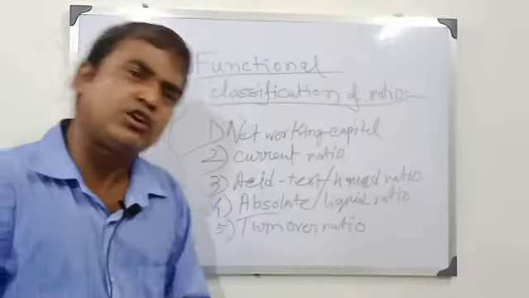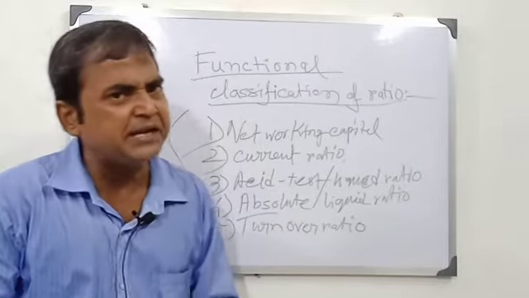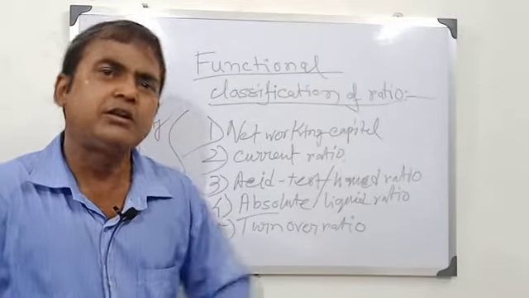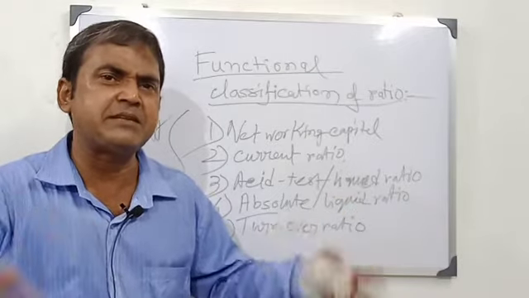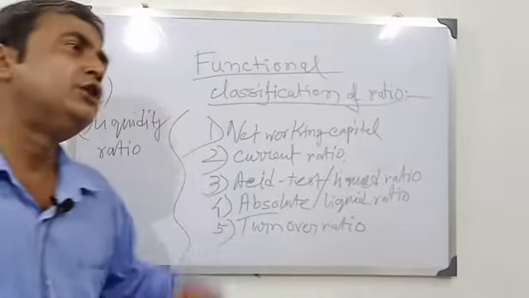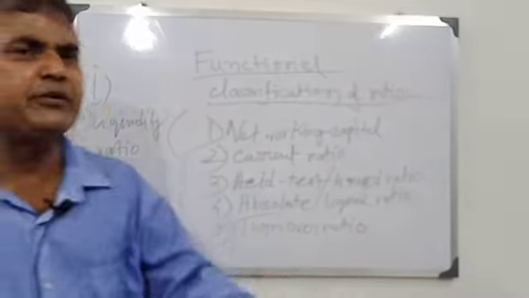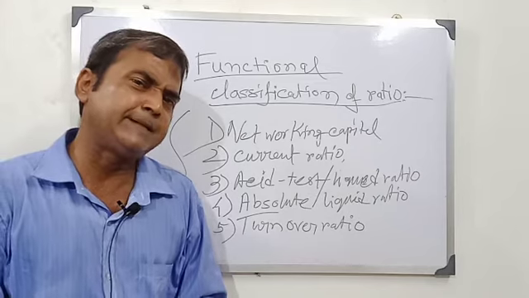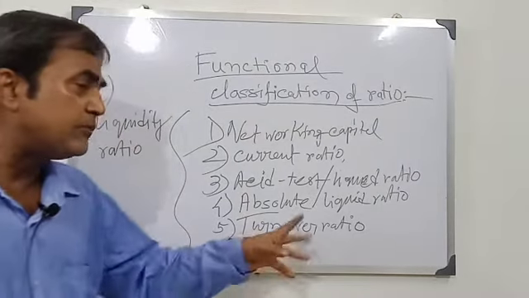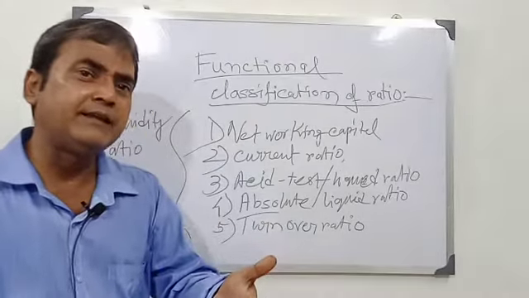Turnover ratio: cost of goods sold divided by average stock. The more the turnover ratio, 5 times, 6 times, 7 times, 8 times, 10 times, your stock is very frequently converted into cash and cash equivalent. So a higher turnover ratio is indicating that.